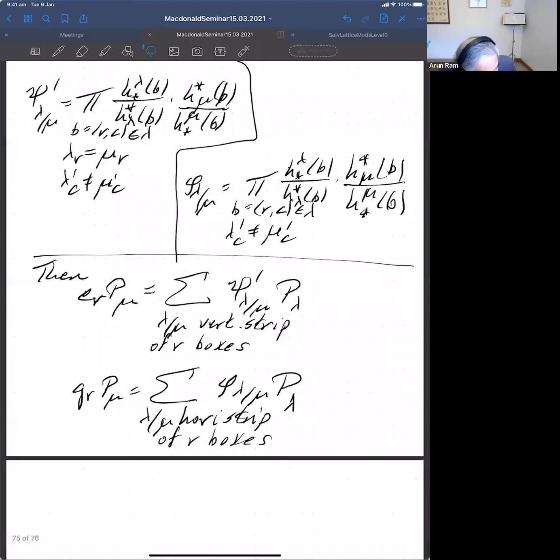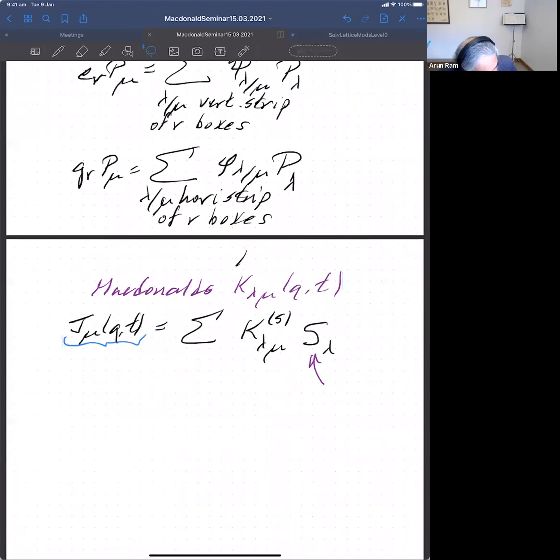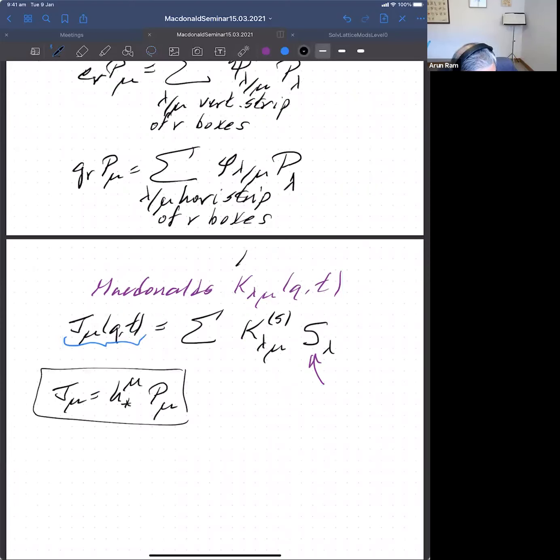Okay, so we find that this J mu was the lower hook mu number times P mu. And so that's the definition of J. So I need to tell you what these big Schurs are.